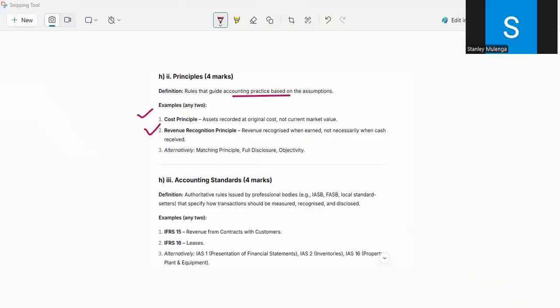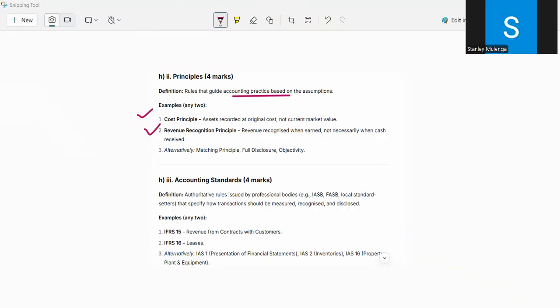even if the value now is more than that. We also have the revenue recognition principle, which simply assumes that revenue should be recorded when it is earned, not when cash is received. The meaning here is simple: when it is earned, you record it. So for instance, if you sell goods on credit today, record it as revenue today.